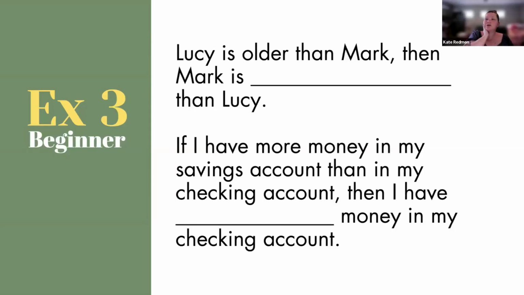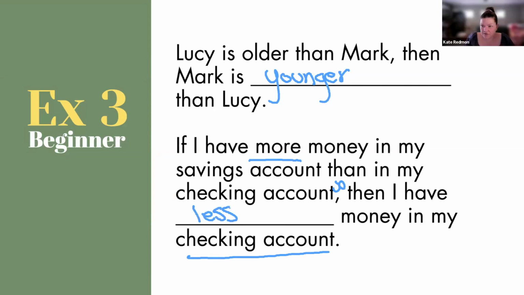Let's just start with words and not the symbols. Okay, so if Lucy is older than Mark, then Mark is what? Lesser. Exactly. He's lesser or younger, I could say. We know this instinctively when we're speaking English. So if I have more money in my savings account than in my checking account, then I have what? Lesser. Exactly. Right. So this is a very simple concept that we understand when we're speaking English, but now we're going to say it in symbols.